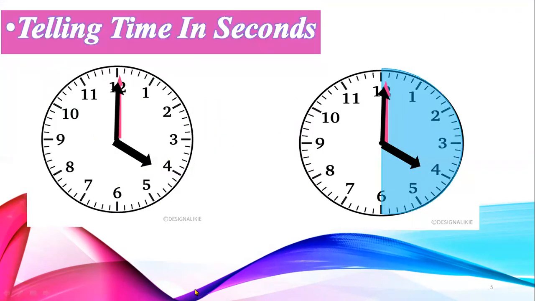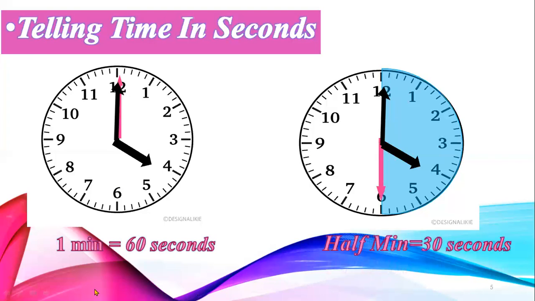Telling time in seconds. On this clock, we can see three hands. The smallest and the slowest moving hand is the hour hand. The longest, a little faster moving hand is the minute hand. And the fastest moving hand is the second hand. It shows 1 minute is equal to 60 seconds. In the other clock, you can see that the second hand moved half the clock face. It is said that 30 seconds or half a minute has passed.